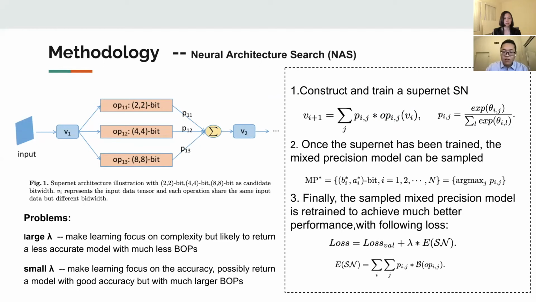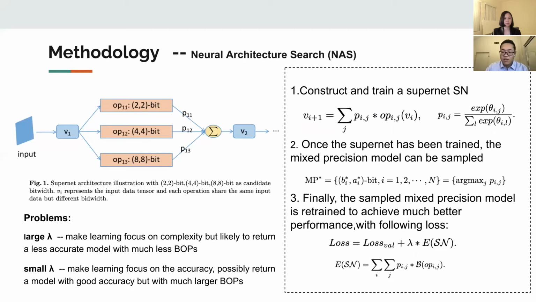Why do we need NAS for mixed precision quantization? Due to the large cost of training a mixed precision model and the huge number of mixed precision configurations, selecting one to satisfy all requirements is impractical. So weight sharing in NAS is applied. First, construct and train a supernet SN.